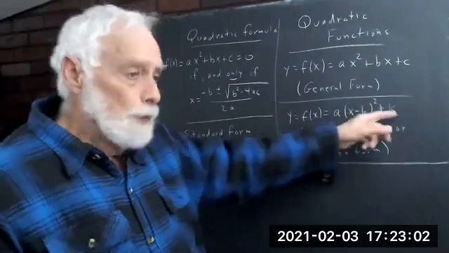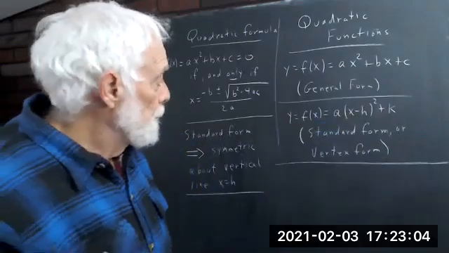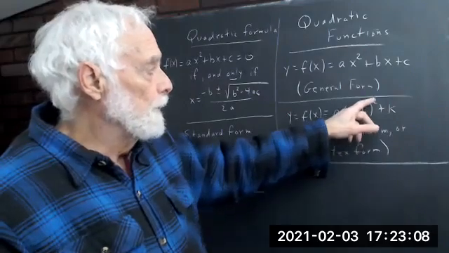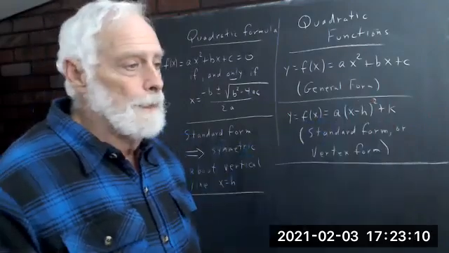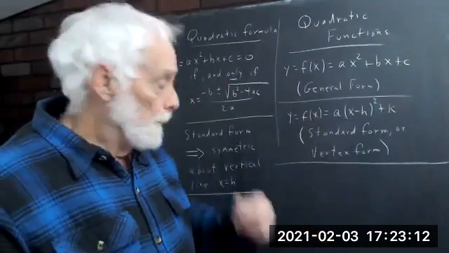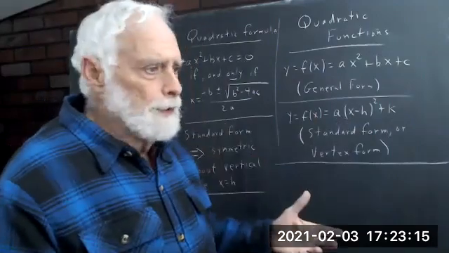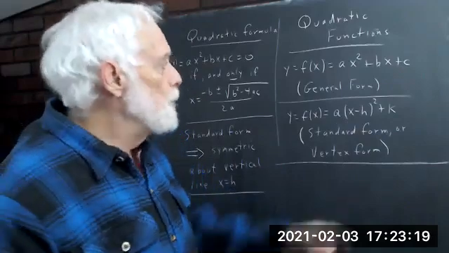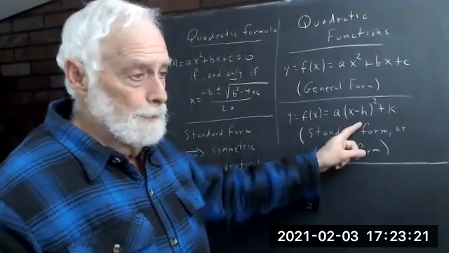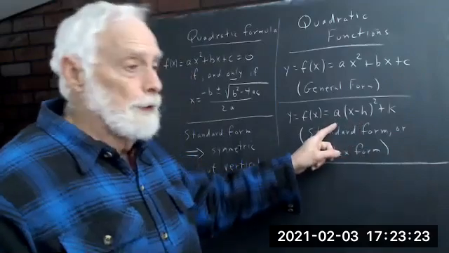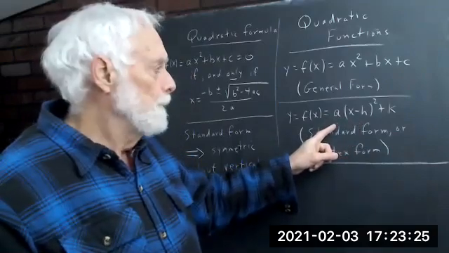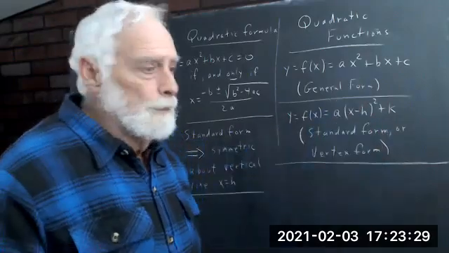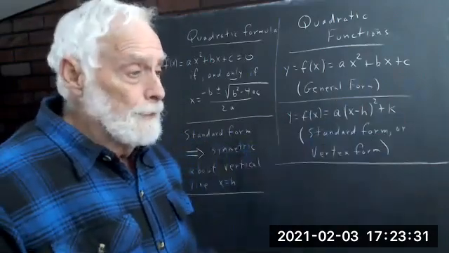There's also a standard form of the quadratic function, where y equals f of x equals a times the quantity x minus h squared plus k. Now you can see from the form of this that this is just like the y equals x squared function, if you shift it horizontally h units, stretch it vertically by factor a, and shift it vertically k units. Okay, right there it is.